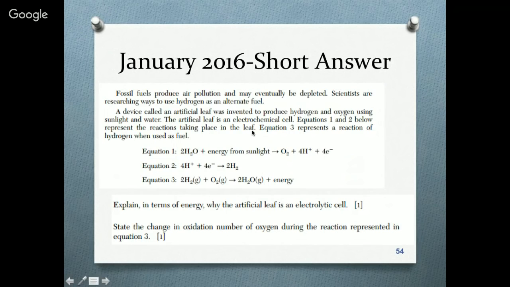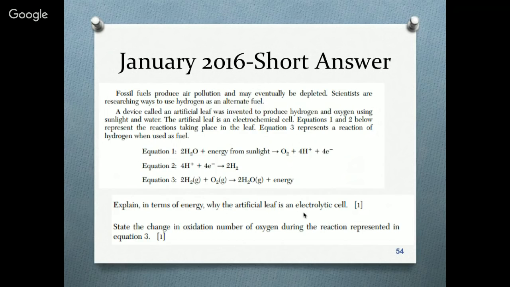Next, this is a short answer from January 2016. It says, explain in terms of energy why the artificial leaf is an electrolytic cell. So in terms of energy, that means in your answer, please write the word energy. Electrolytic begins with an E, ends with a C. So we said that energy is going to go from electrical to chemical. That's the easiest way to help you remember what's happening to the energy. But remember that electrolytic cells have a battery in them, so they're going to require some type of external energy source to force the non-spontaneous chemical reaction to happen.